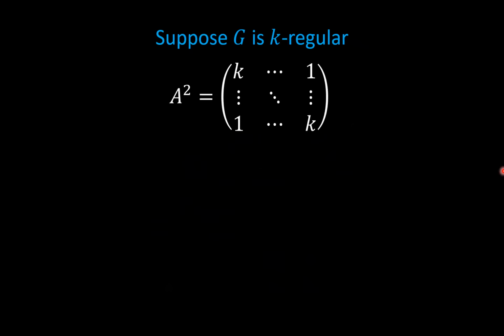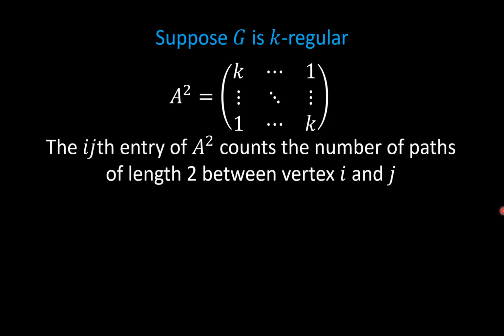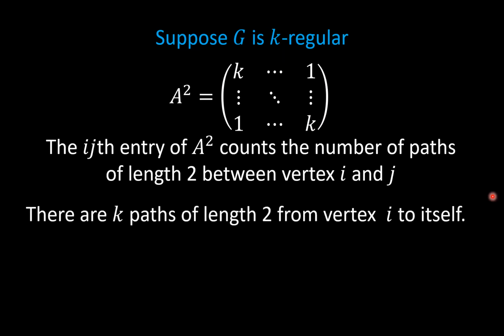The first thing I want to do is show that A squared, the adjacency matrix squared, is in this form. And this is really simple because the ijth entry of A squared counts the number of paths of length 2 between vertices i and j. Okay, so now let's do a counting argument. There are k paths of length 2 from vertex i to itself. You go out from the vertex and you go back in. You can do that k times because the vertex i has k neighbors. So that gives us the k's along the diagonal.